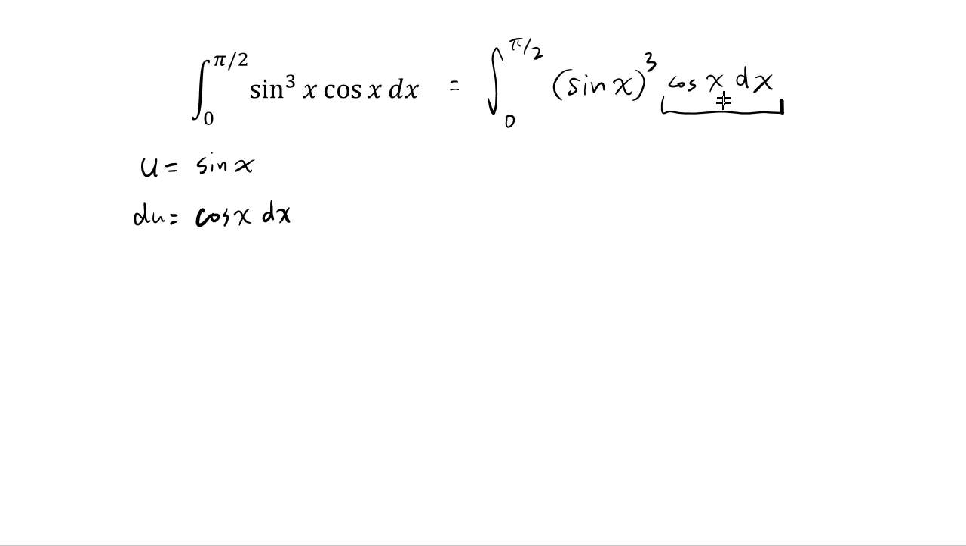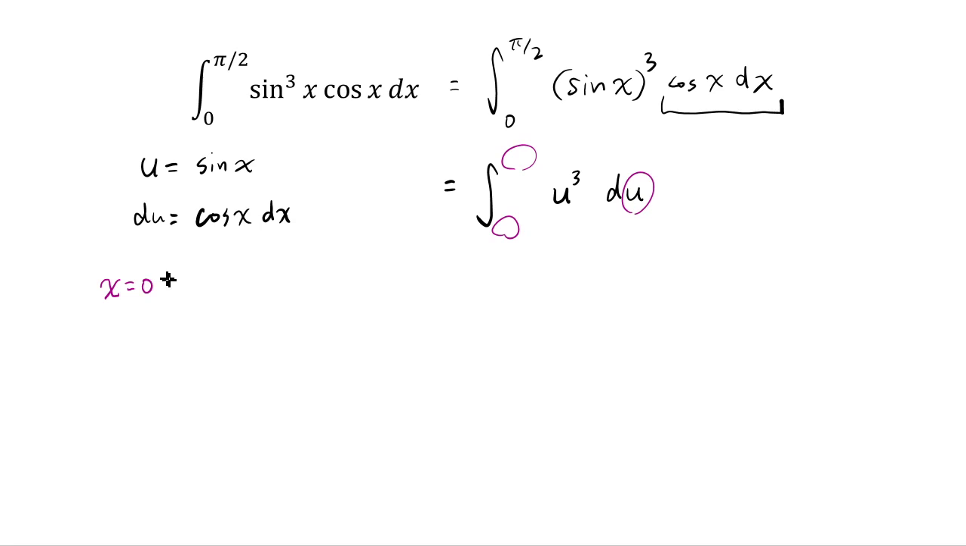I can just replace that by du. So all looks good. Sine x is now replaced by u. Cosine x dx is now replaced by du. However, there is a problem here. The bounds, because you have du, you can't use 0 and pi over 2. You really have to figure out what u is for x equal to 0 and x equals to pi over 2.